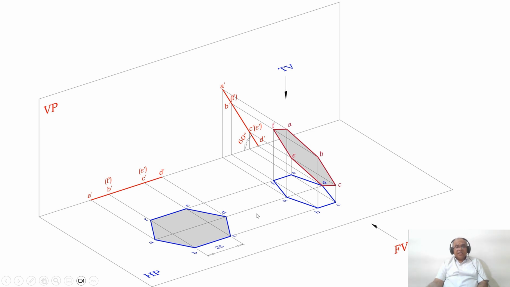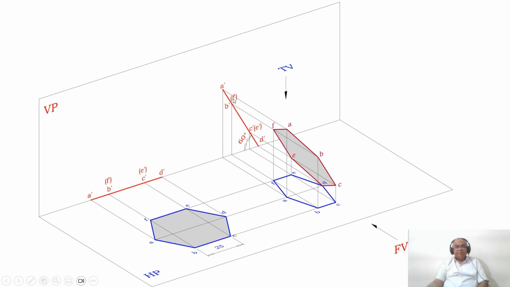Then what I need to do is rotate this hexagonal surface till the surface becomes inclined at an angle of 60 degrees to HP. Then as you look from the front view, you are going to get a vertical line here. As you look from the front view, BCD is visible, BC becomes visible, and F and E are going to become invisible.